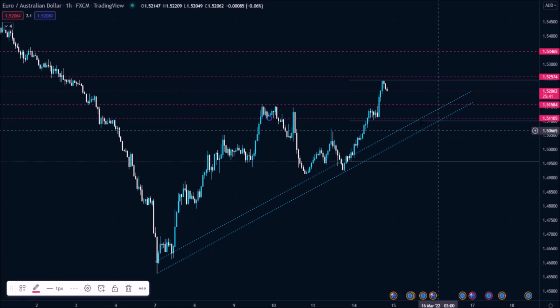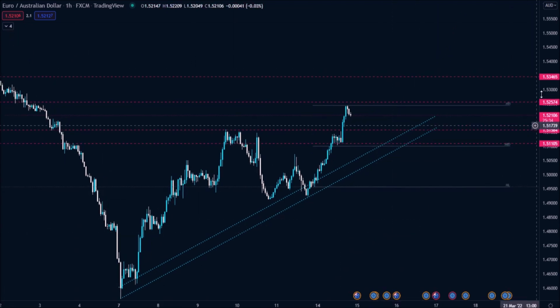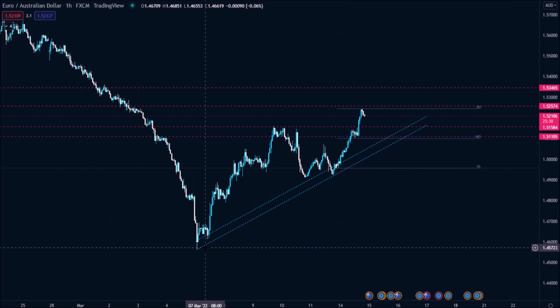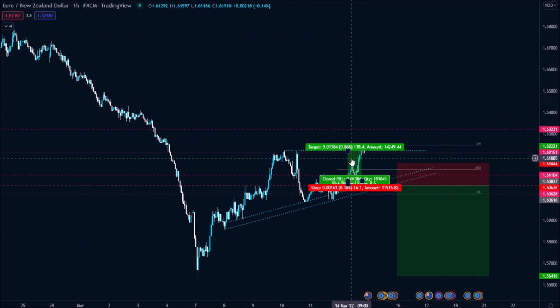Now I'm not saying that is what is going to happen. I'm not saying that this could easily just go higher, but I am bearish this instrument, and if it sets up the way that I want it to, then I'll step into the market and take it. Very similar with Euro New Zealand.